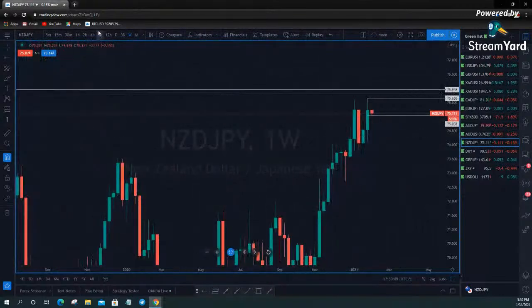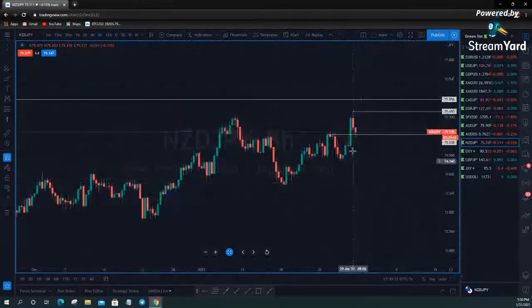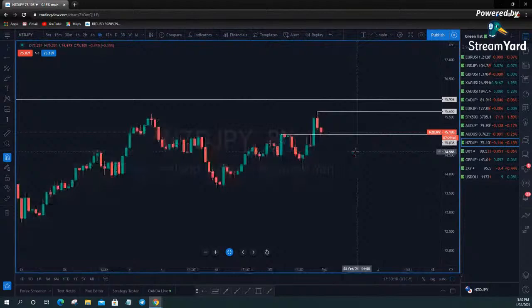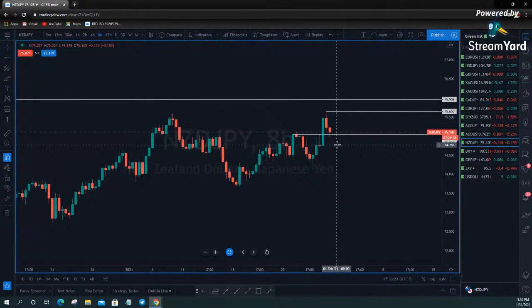I like it moving into next week, especially if we have yen weakness. I keep getting that word mixed up. As long as we have yen weakness, this is going to be probably one of my top pairs to look at for moves to the upside.